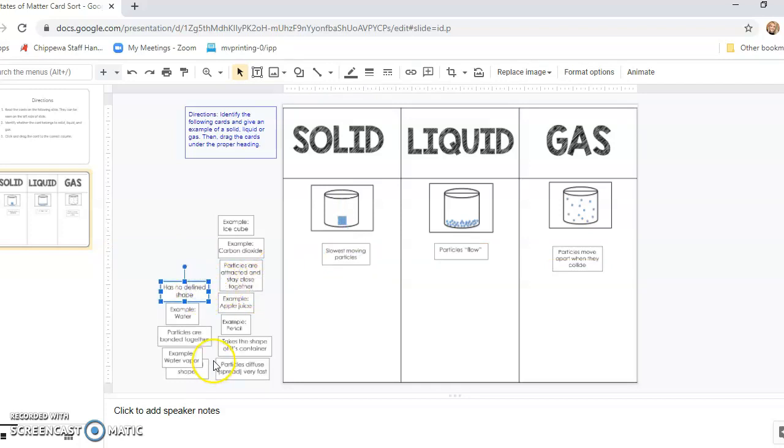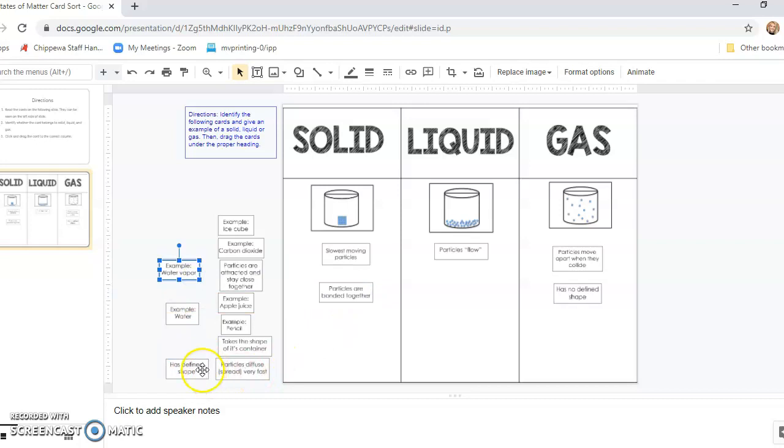Then what has no defined shape? We know that is gas. Finally, our next one, particles are bonded together. When are they bonded the most closely together? They're bonded in our solid shape, or our solid state of matter, I mean.